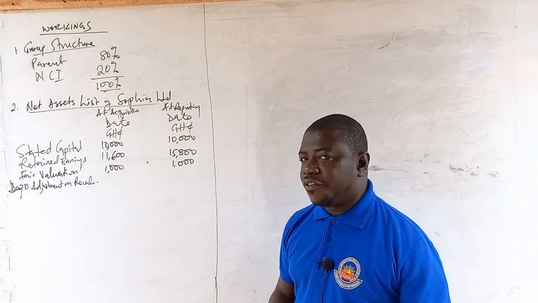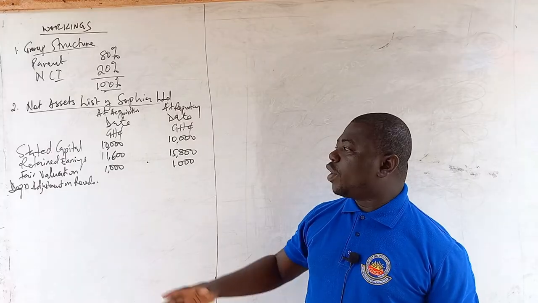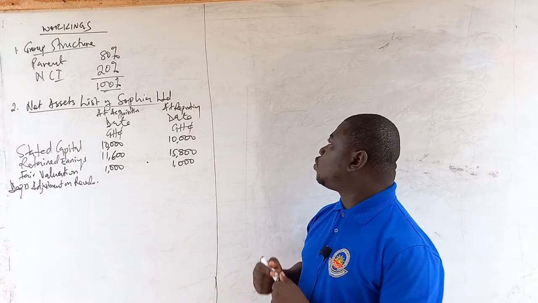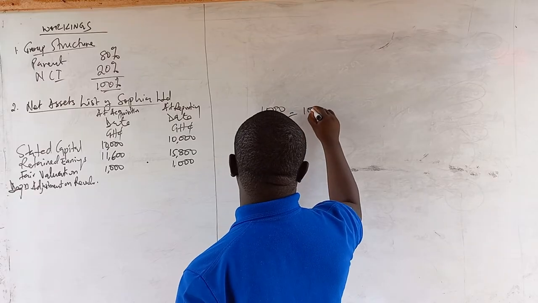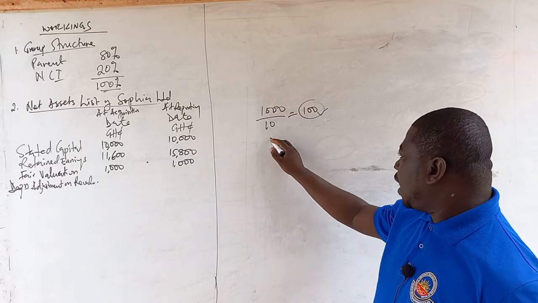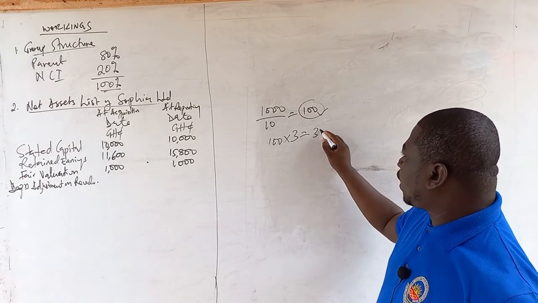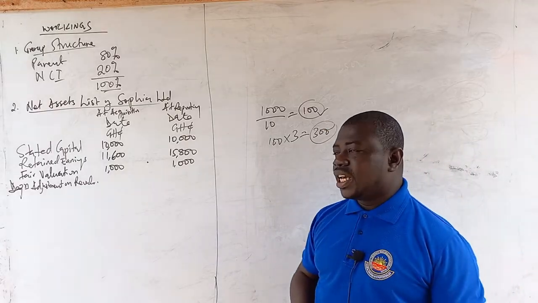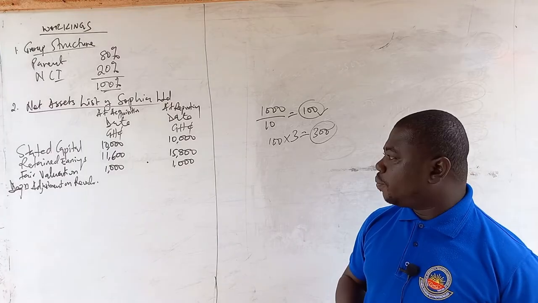Okay, so what we are trying to say is that this 1,000 has been there. According to the additional information, it has a 10 years remaining useful life. But we have come 3 years of that 10. And so if you divide 1,000 by 10, you are going to have 100 Ghana cedis as your annual depreciation charge. And this 100 has gone for three times. Okay, and so it's going to be 300. So the depreciation adjustment will be 300, which is going to reduce the net assets at reporting date.